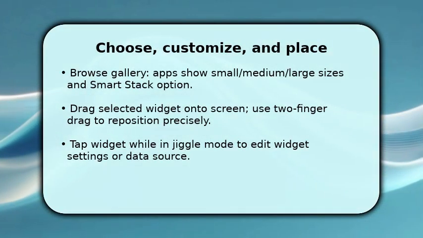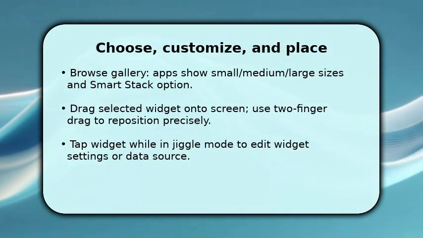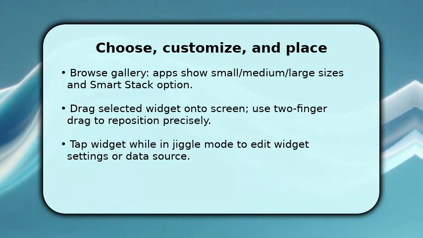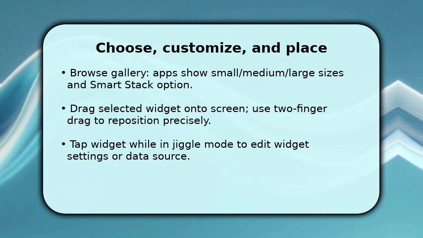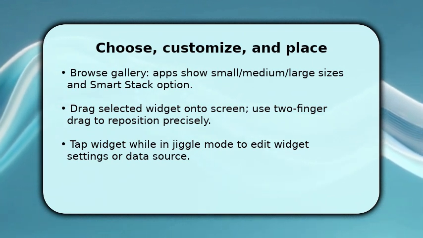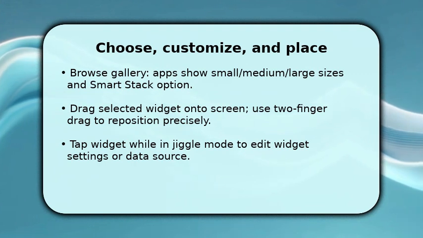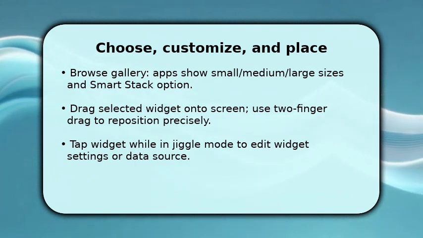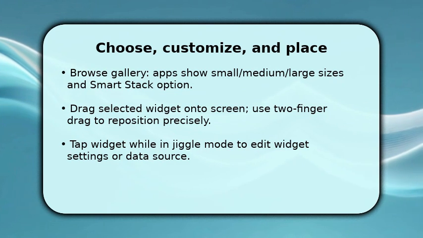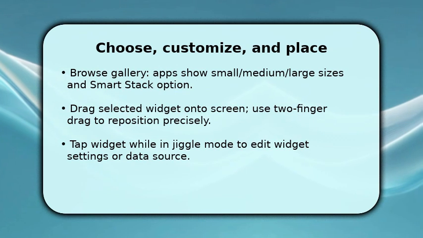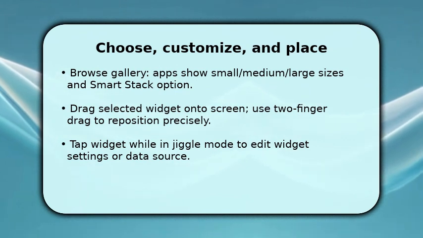Once the gallery is open, scroll and pick the app you want. Widgets often offer small, medium, and large sizes or a smart stack that rotates content. After selecting a size, drag the widget onto the home screen. Use a two-finger drag or nudging into place so it aligns with apps. Make sure to tap the widget while still in jiggle mode to access widget-specific settings like account, list, or location, so the widget displays the data you expect.